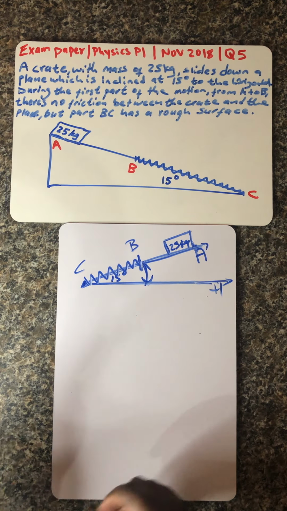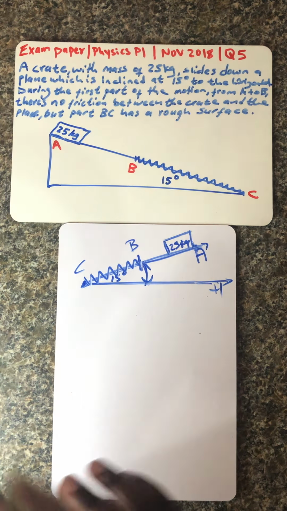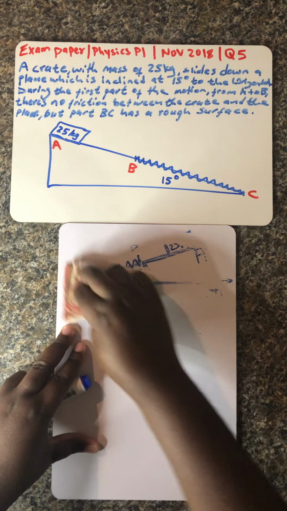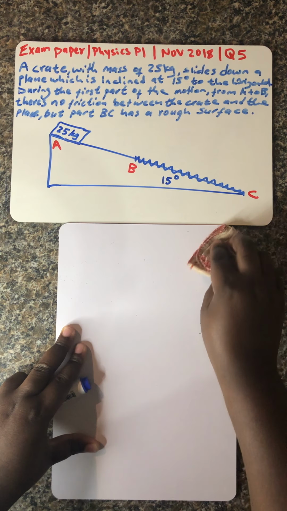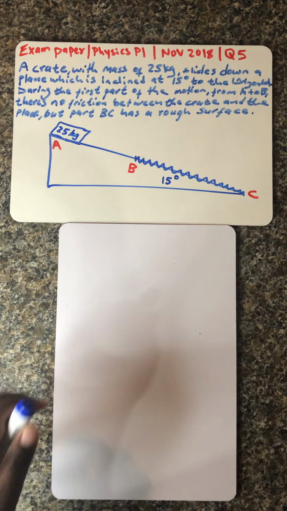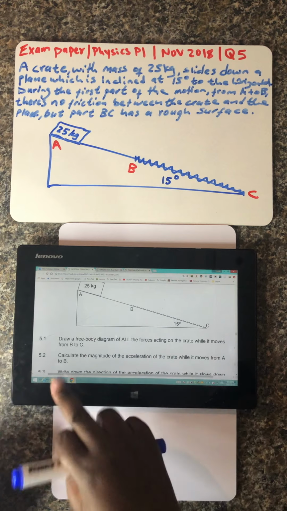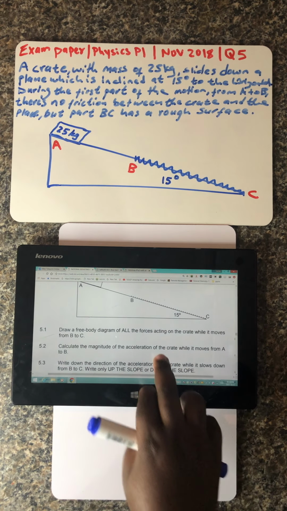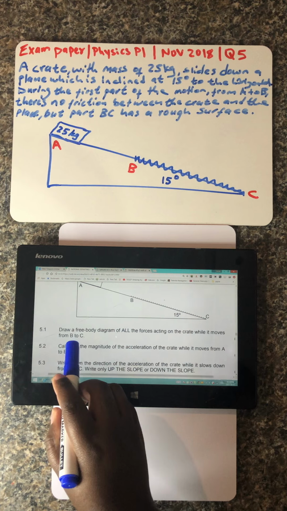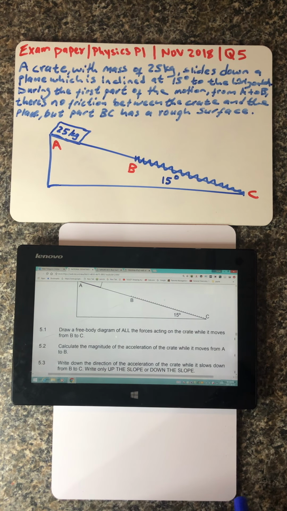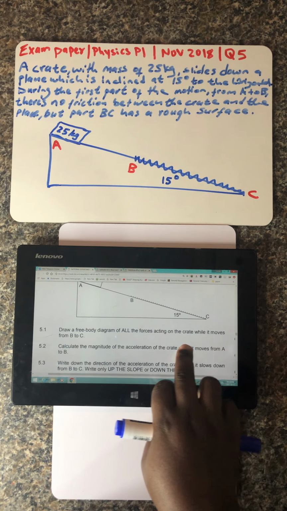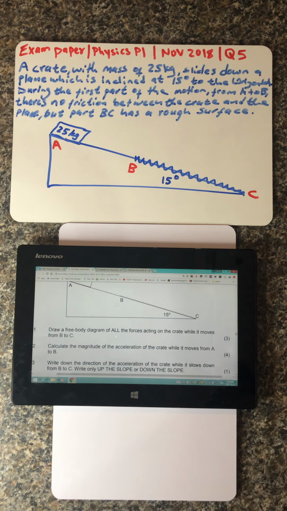I hope you understood what I meant, and at this stage we can just get ready to start with our very first question. Okay, so let's have a look at our first question. The first question, which is what I thought, it says draw a free body diagram of all the forces acting on the crate when it moves from B to C. And this question is allocated 3 marks.